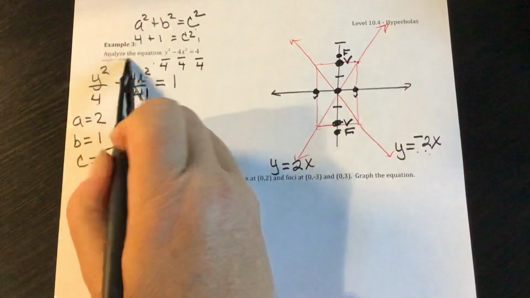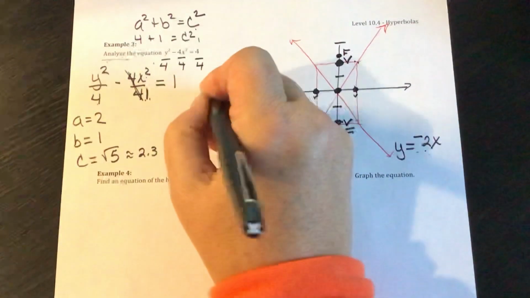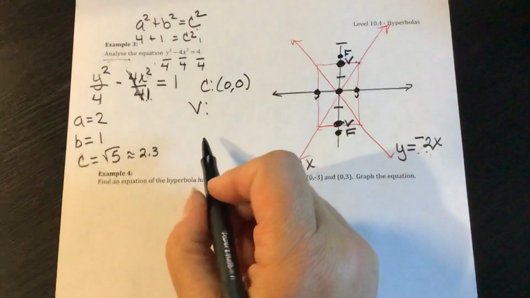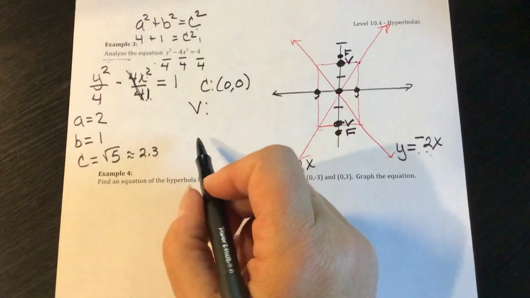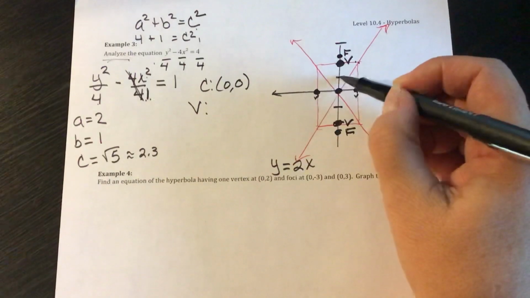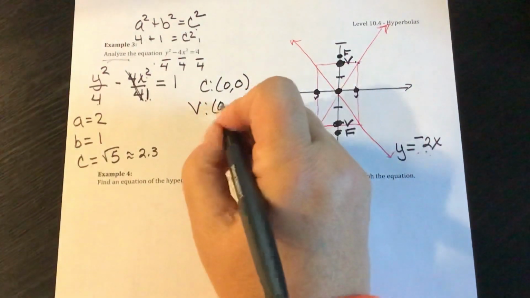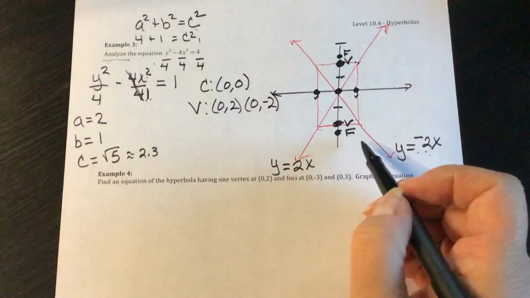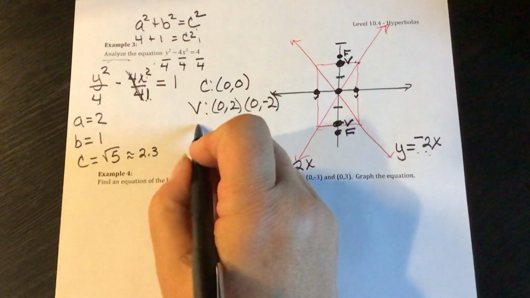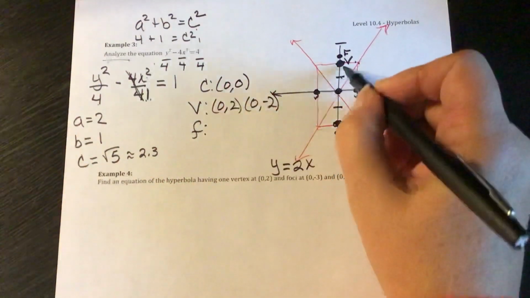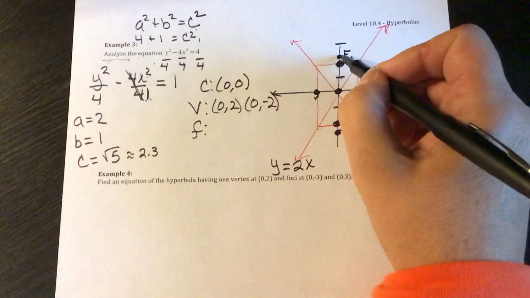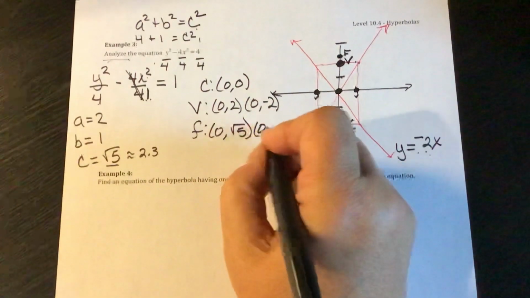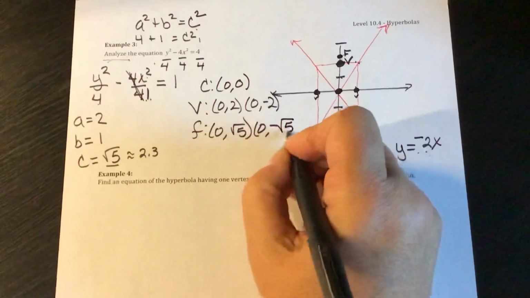All right, so analyzing, let's see, we've got the center at 0, 0. We've got the vertices on the transverse axis, so that would be over 0 up 2 and over 0 down 2, or negative 2. I have the foci, and that would be over 0 up the square root of 5 and over 0 down the square root of 5.